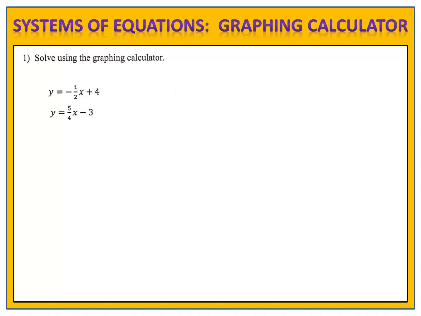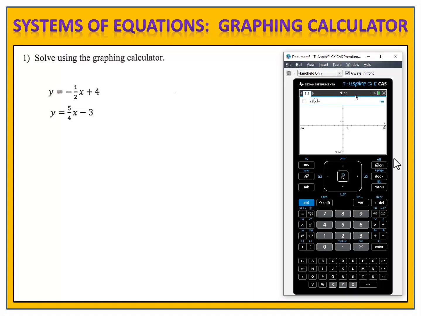y equals -1/2 x plus 4, and y equals 5/4 x minus 3. We go into our graphing calculator, and we go home, start a new document. And today we're going to add a graph. We have our first equation, y equals -1/2 x plus 4. We hit enter, and the first graph is shown on the screen.